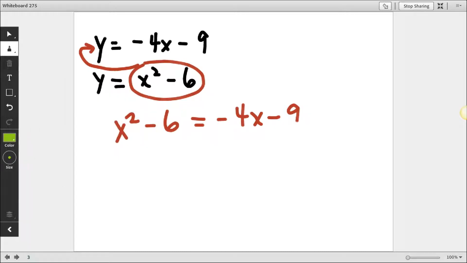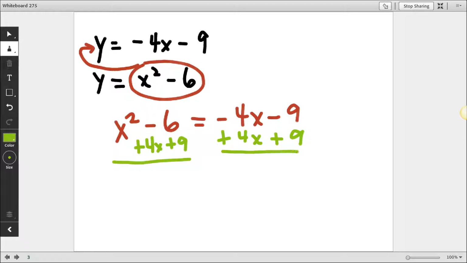Quadratic equation, so I need to get all terms on one side. And I always like to move it to the side where the quadratic term already is. So I'll move all the terms over to the left side. Those are going to cancel out to leave me a 0. And then what I have is x squared plus 4x plus 3. And now I'm going to solve by factoring.